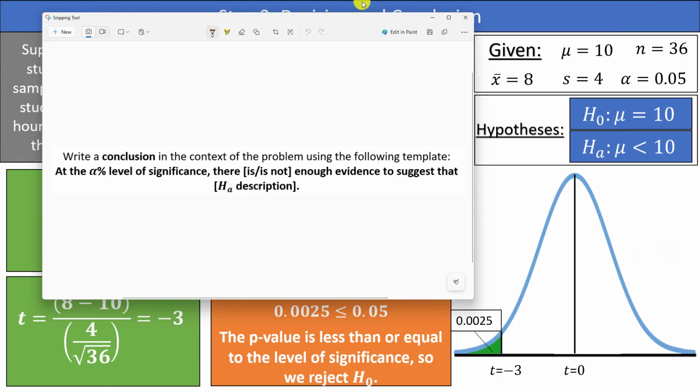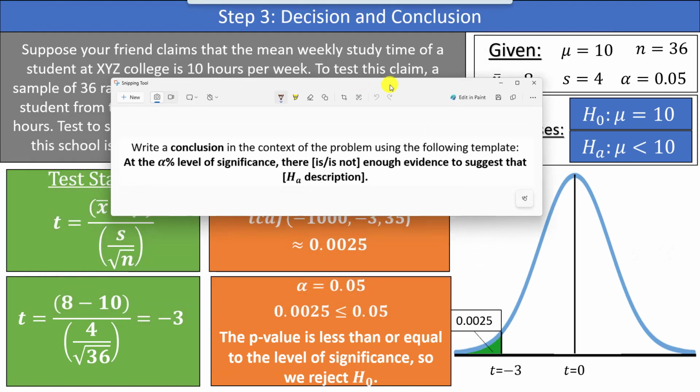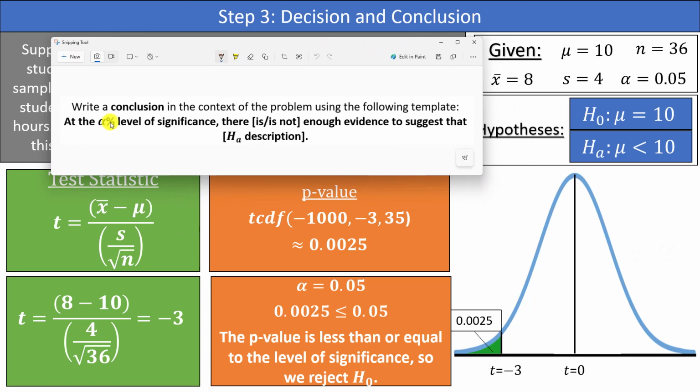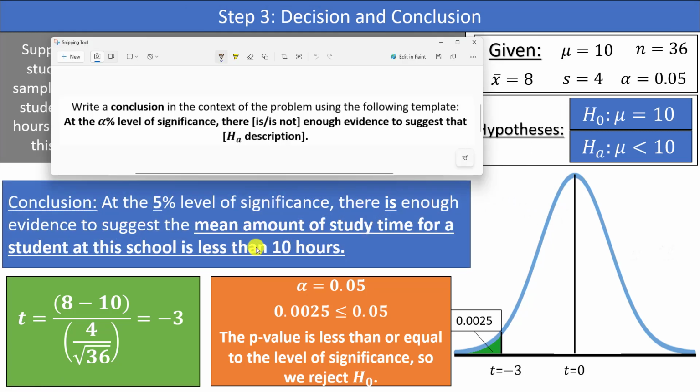So here's the conclusion statement. And we're going to want to modify this statement so that it works for our specific problem. So we're going to say at the alpha percent level of significance. In this case, our level of significance was 5%, right? So we're going to say 5% level of significance. We're going to say that there either is or is not enough evidence.